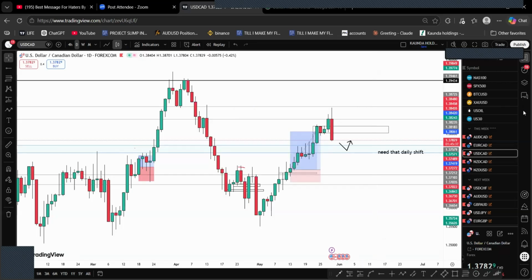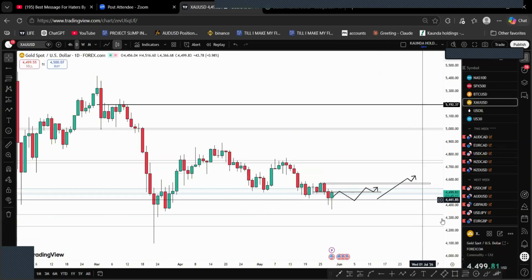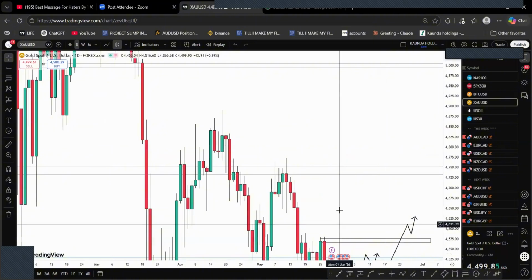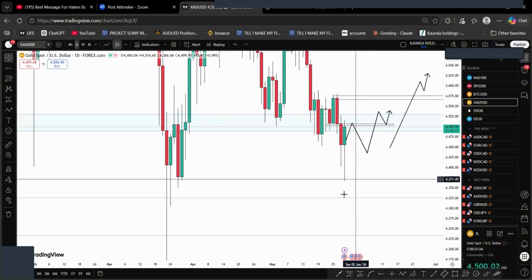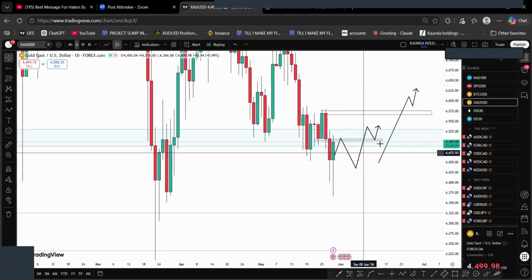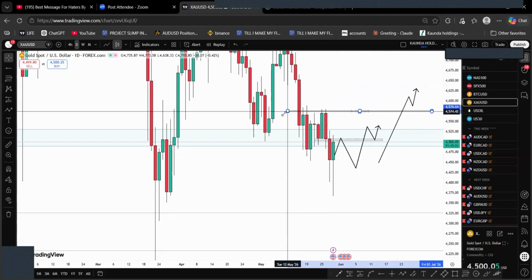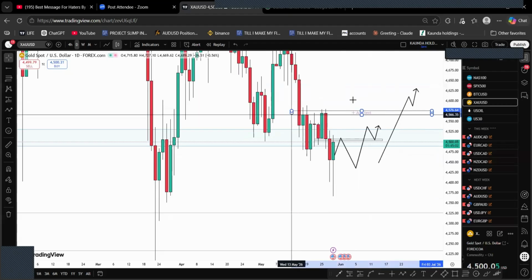But we'll see what the daily offers tomorrow. And we can conclude, ZAR USD price made this lower low. Like I was telling you, we should have a lower low. And the daily might shift at this point here. So this is the point where we can catch our buys.